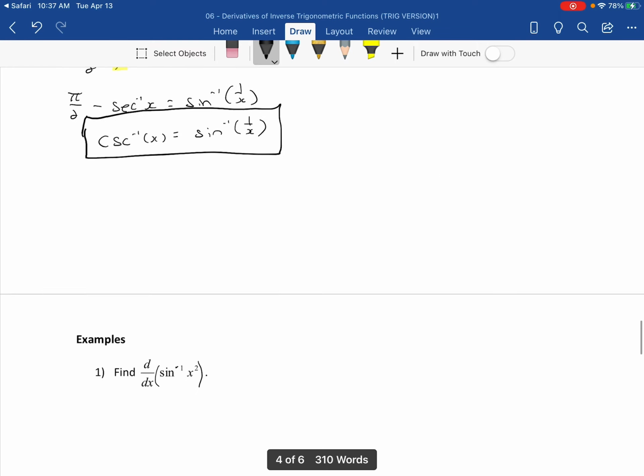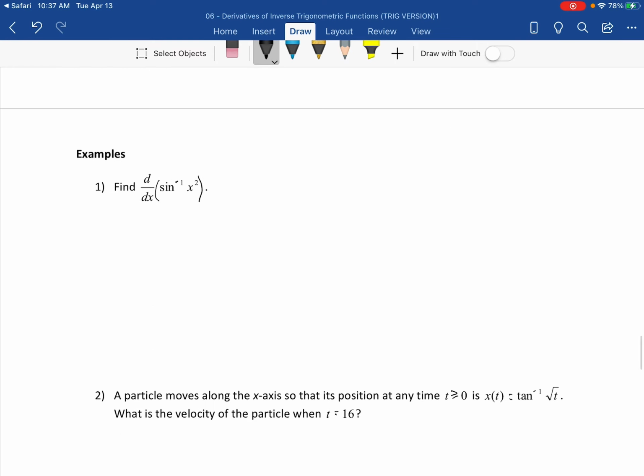Okay, lots of trig stuff to use there, but a lot of what you're going to do with these inverse trig functions is just things like finding derivatives. So let's jump right in and find a few derivatives. The derivative d by dx of sine inverse of x squared. So we know that, let's just write over here, d by dx of sine inverse.